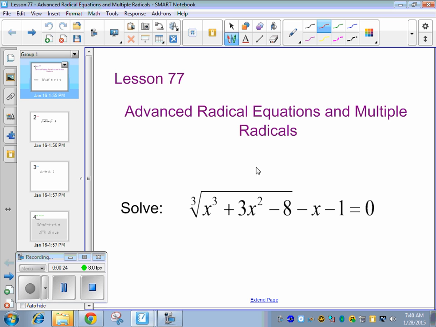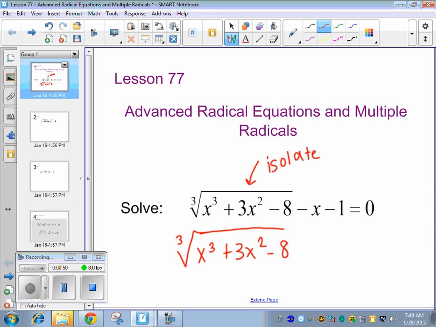So the first step is to always isolate the radical, whether it's a square root or a cube root. All right, we're going to isolate that, which means we need to move this and this to the other side. So we've got the cube root of x cubed plus 3x squared minus 8. And on the other side now we have x plus 1.